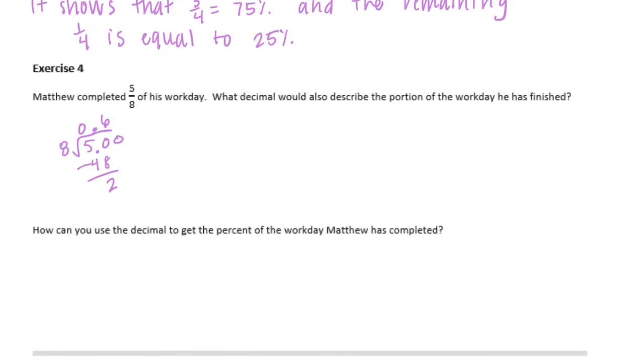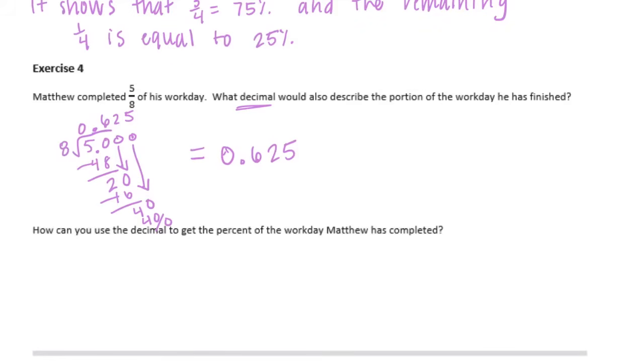I have a remainder, so I'm going to put another 0 and keep going. 8 goes into 20 twice, and that would be 16. I'm going to keep going. 8 goes into 40 5 times, and 8 times 5 is 40. No remainder, so our decimal is 625 thousandths. And that's just asking for the decimal.